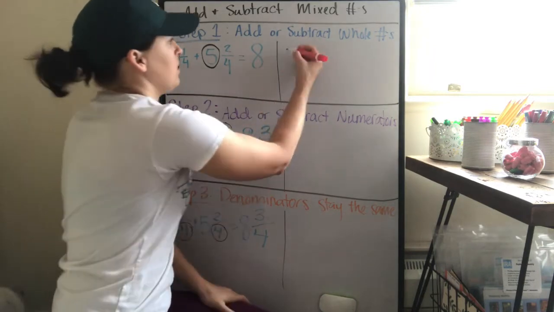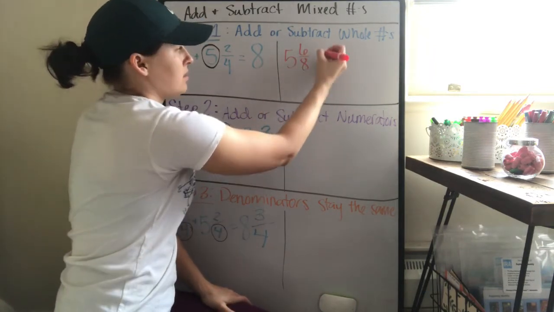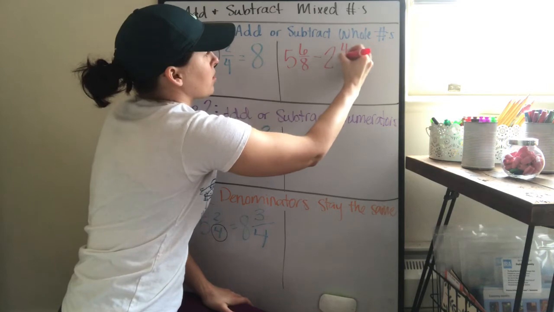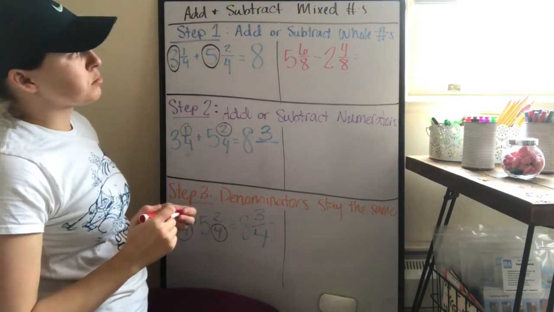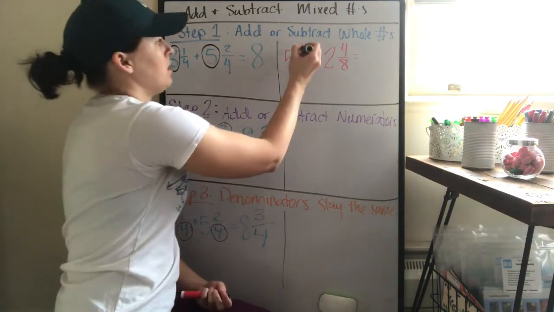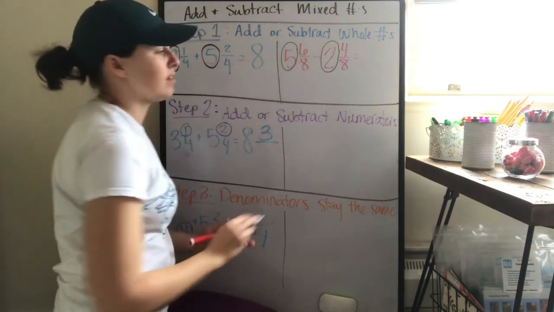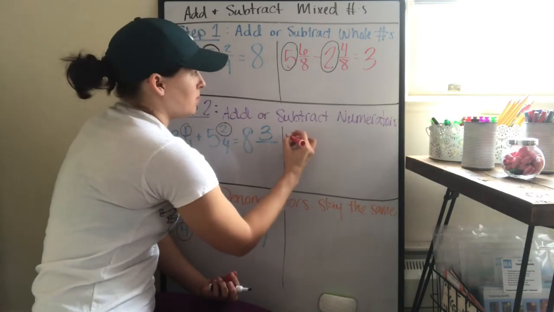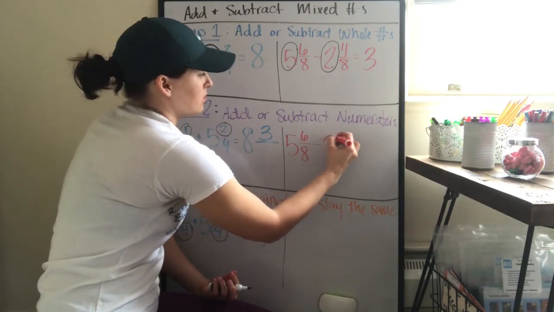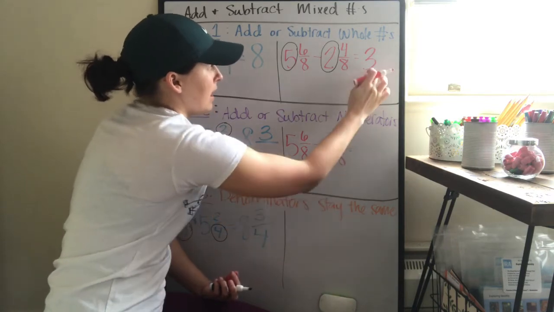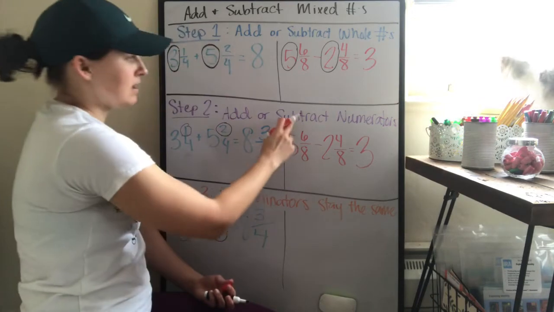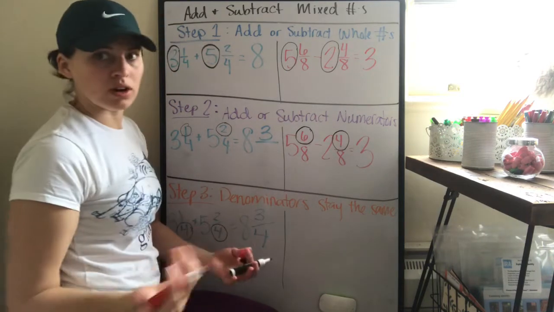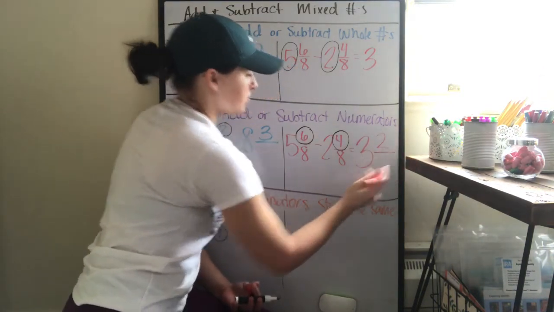So let's do, we'll use a different color, 5 6/8 minus 2 4/8. So step one, add or subtract the whole numbers. In this case, we're subtracting. Our whole numbers are 5 minus 2, 3. Second step, I'm gonna just rewrite the problem. 5 6/8 minus 2 4/8. We already have our whole number. So next step is subtract the numerators. 6 minus 4 is 2.